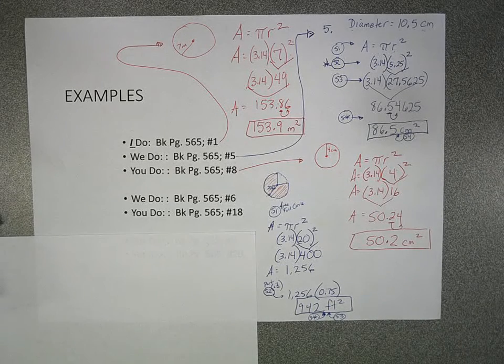All right, here we go. All right, so for number 18, it says each shelf of a shelving unit is a quarter circle with a radius of 32 centimeters. What's the area of each shelf? Round to the nearest tenth.